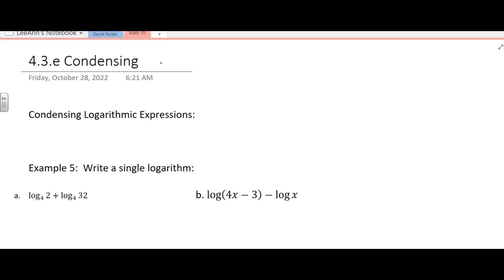Okay, so now we're going to condense logarithmic expressions. So we're condensing these, so we're going to go the other way. Same properties that we have. We have 7 of them now. Same properties, and you're going to run it the opposite way of the way we expanded them.